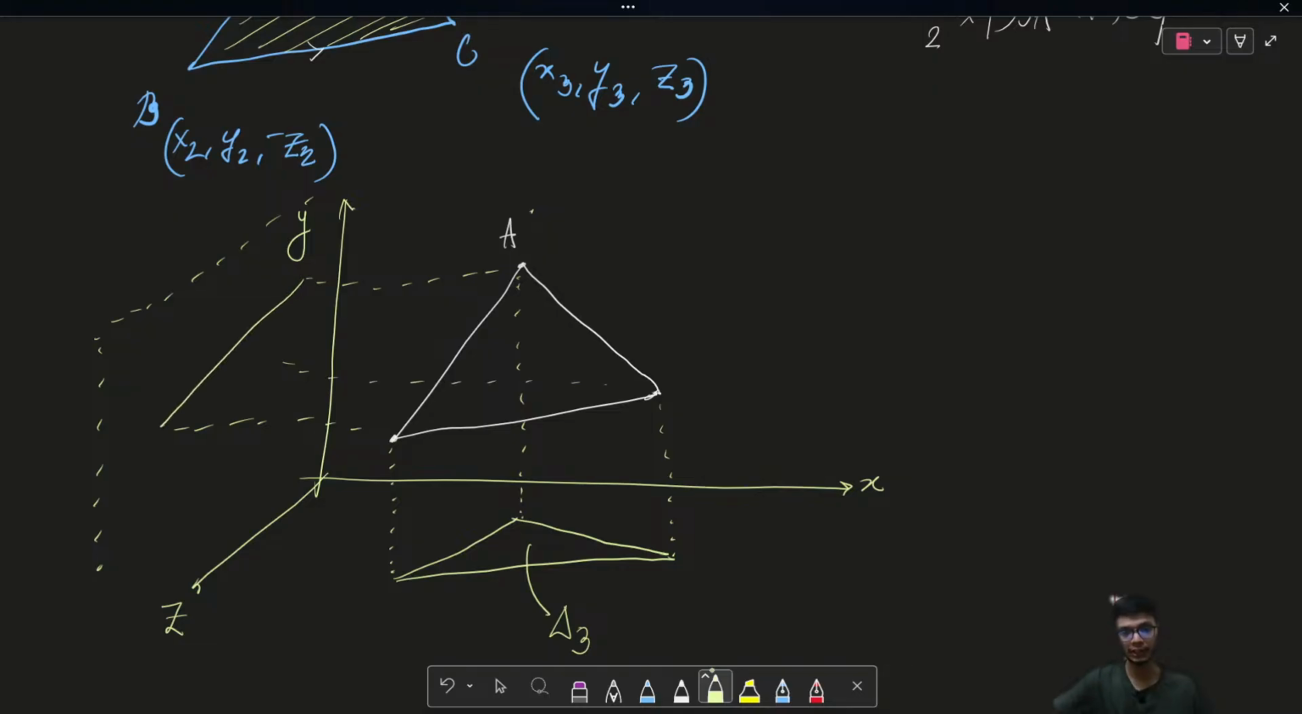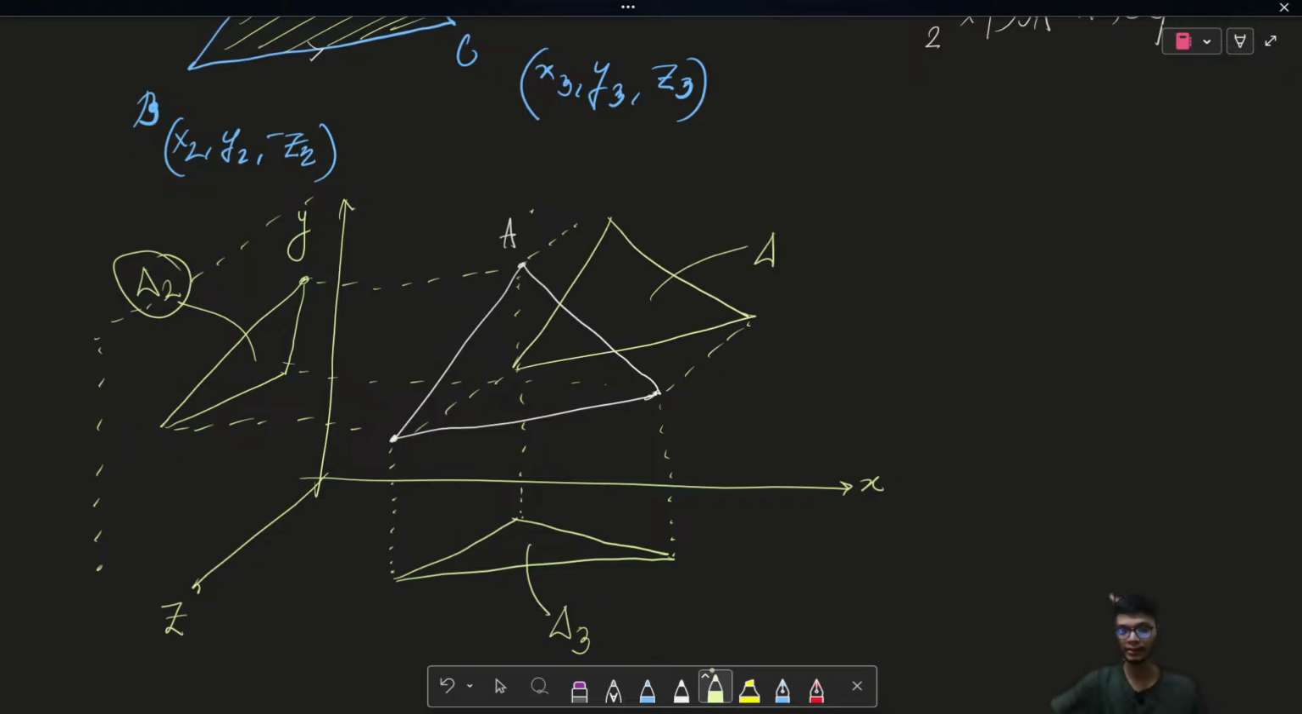So you project this triangle on the YZ plane and we get another triangle, and let us call this particular area delta 2. In a similar manner, if I project this on the XY plane, then I will obtain another triangle whose area, let us say, is delta 1.